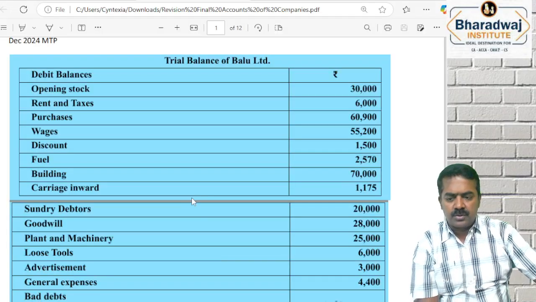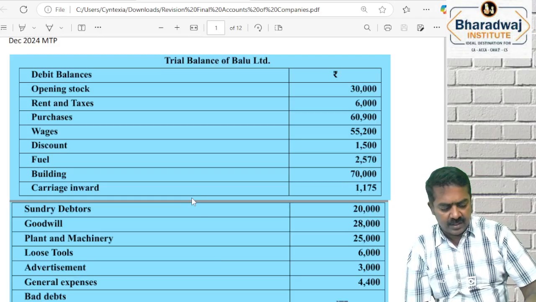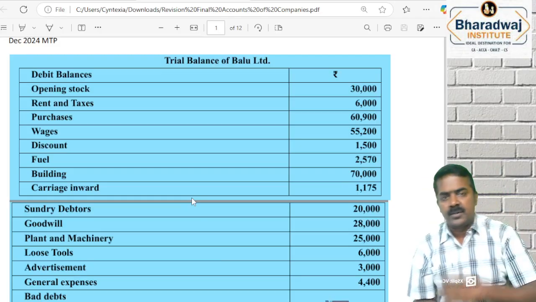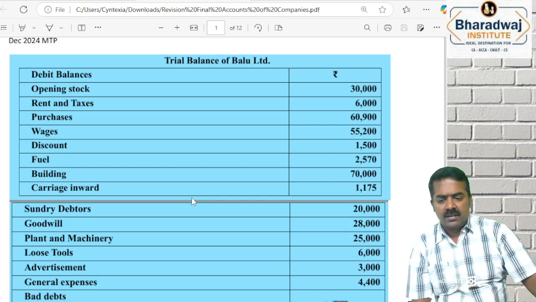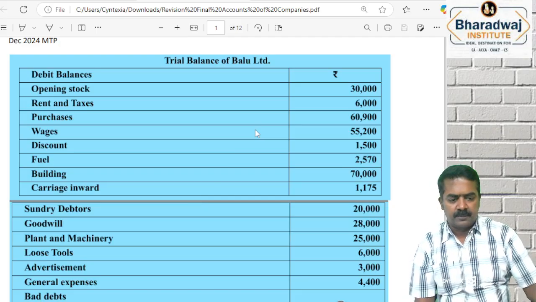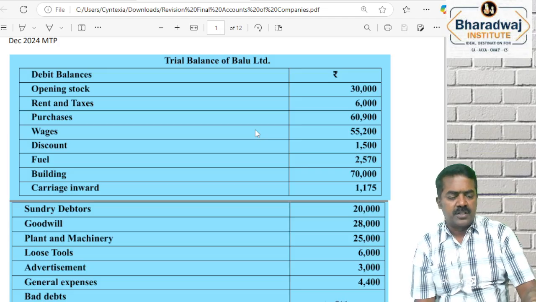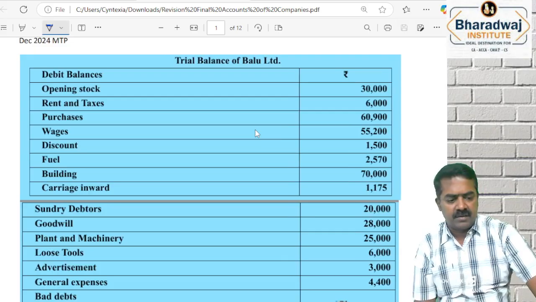Please go through this question. December 2024 model test paper question. We'll start. The display of the full question is not coming. I request you to go through the material. Identify where these things will come. Opening stock to closing stock, we have to see the change in inventory.